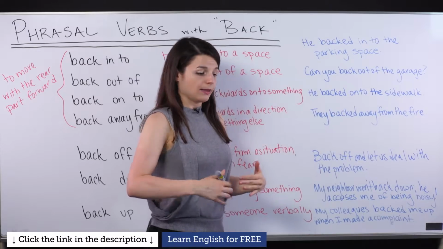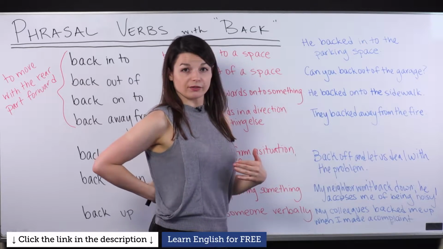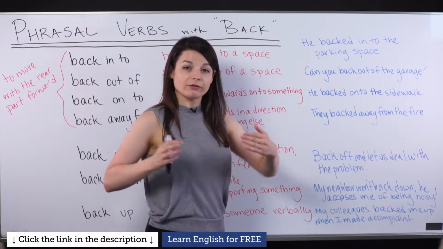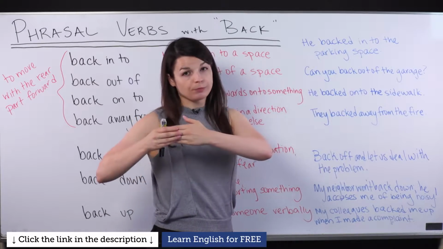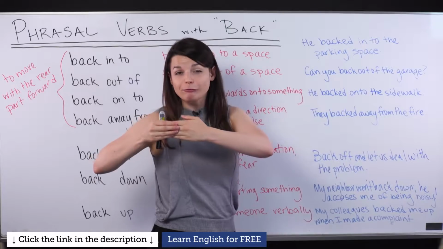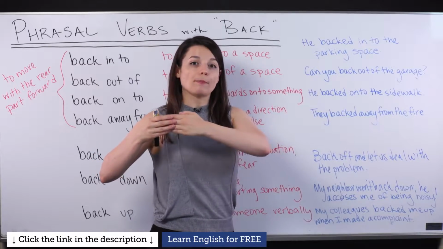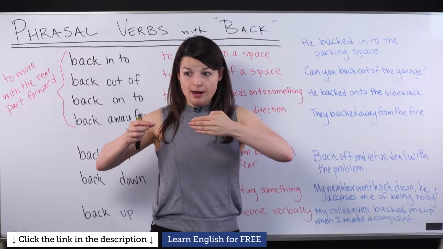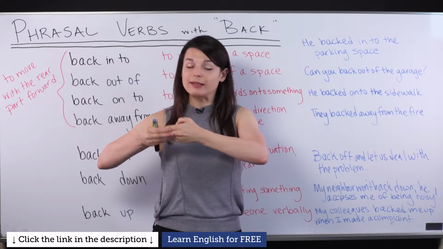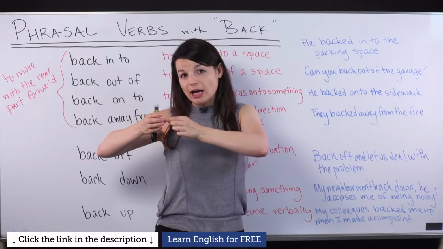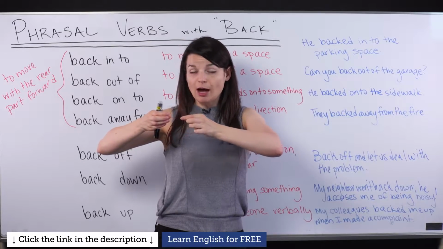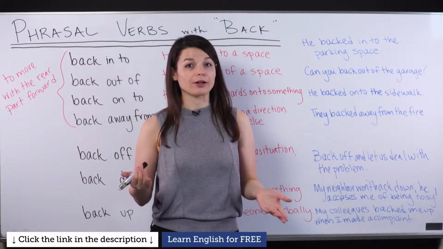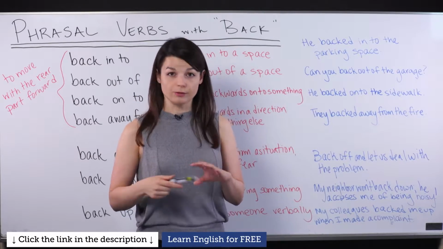So again, this means the rear part of the car is moving forward. However, instead of going into a space, the motion is coming from a space. So we're backing out of a space. That means from a position inside a room, in this case a garage, the back of the car moves first out of the garage, so backing out of something, to back out of a garage or to back out of a parking space as well.